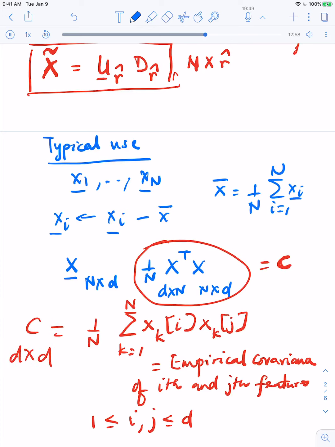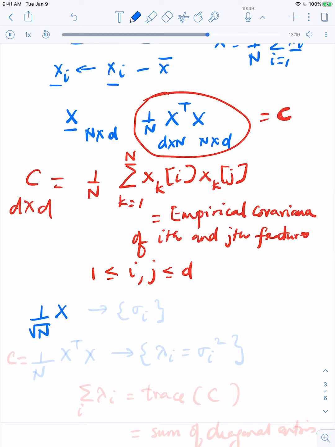So the SVD of, let me just normalize the X matrix also like this. If that corresponds to singular value sigma i, then 1 over n X transpose X corresponds to eigenvalues lambda i equals sigma i squared, right? That's how we actually derived the SVD, by looking at a non-negative definite matrix like this, taking its eigen decomposition, and then relating the eigenvectors to the singular vectors.